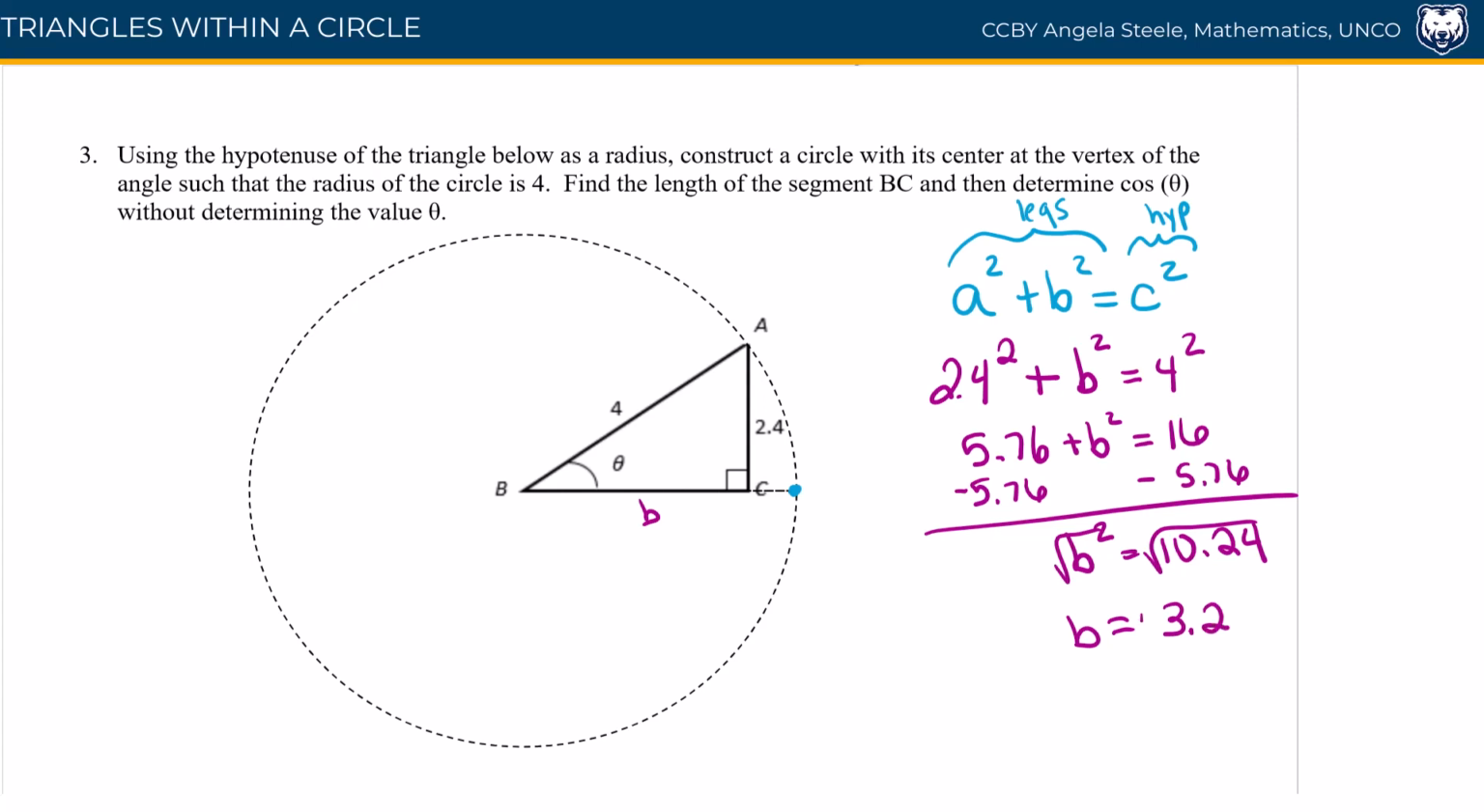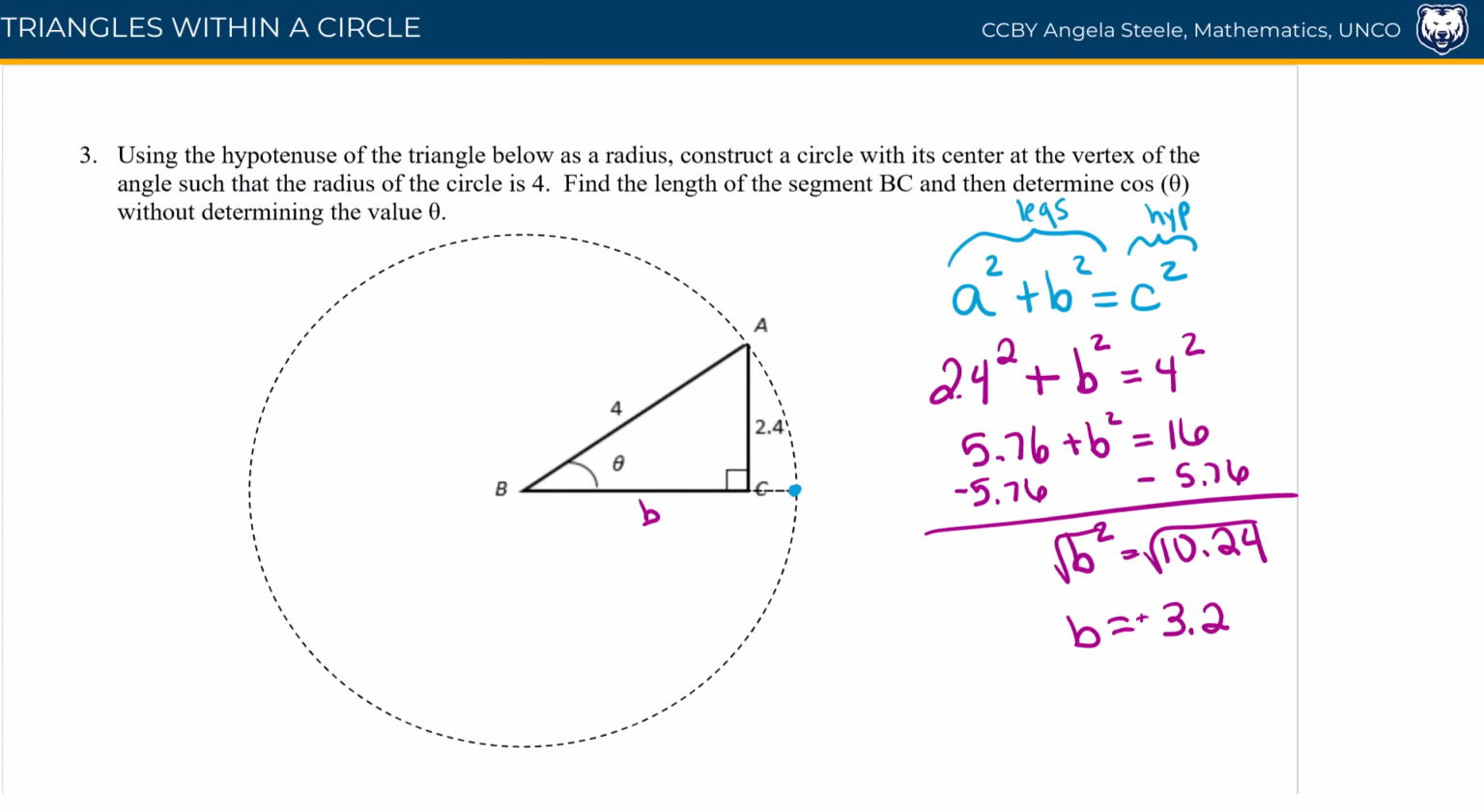Technically, it should be plus or minus whenever we do this kind of operation, but because we're talking about length or a distance, that means it has to be the positive of that. So it's going to be a positive 3.2.